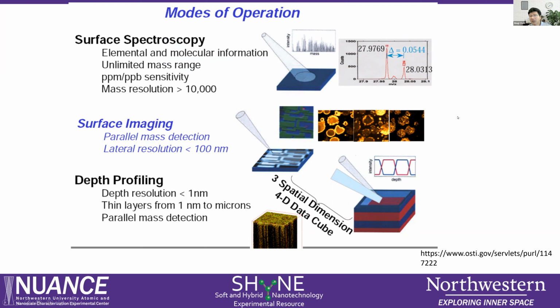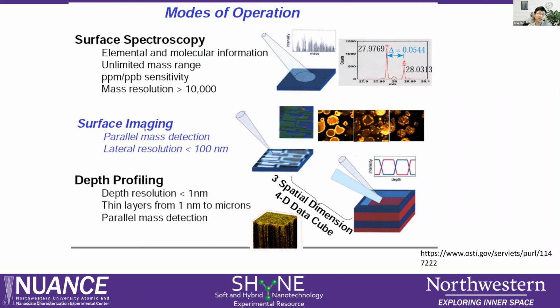This is very critical. You see here 27.97, and this is 28.03. If the mass resolution is low, you cannot distinguish these. You would think they are the same, but actually they are different. This one is the silicon peak, and this one is from C2H4. So if you have a very good mass resolution, you can distinguish them: this is from contamination, surface hydrocarbon, and this is from silicon.